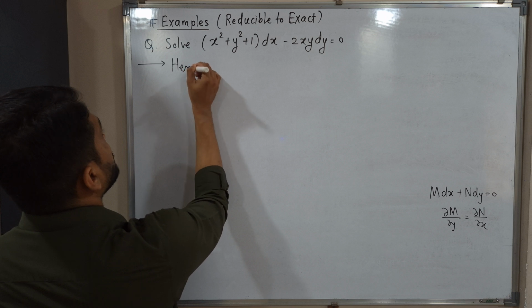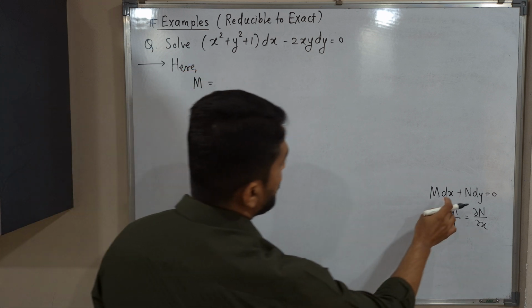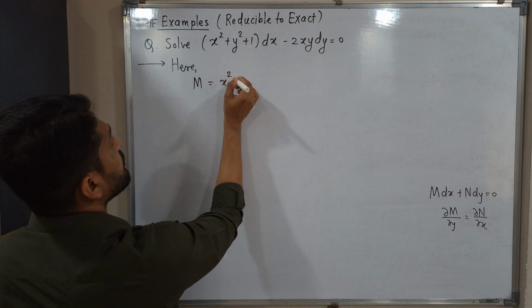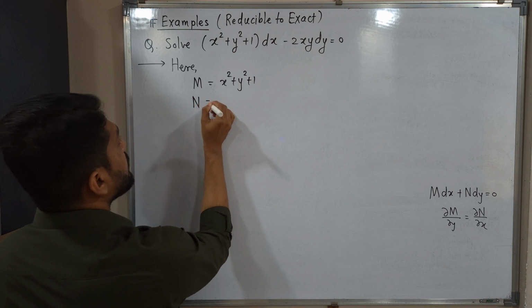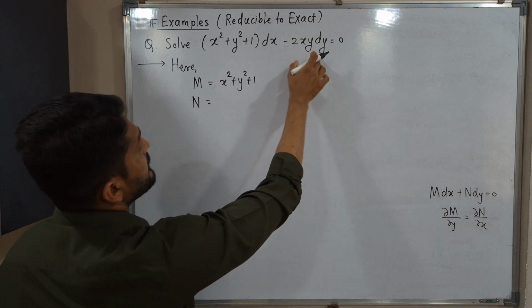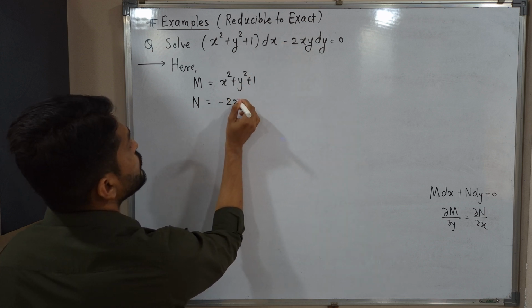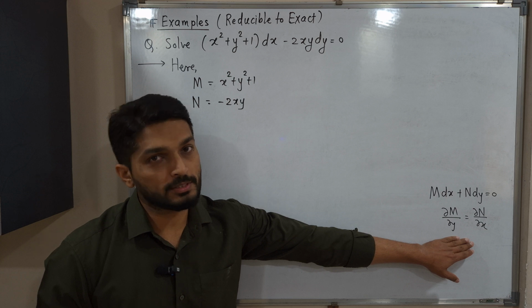So what is M? M means multiple of dx. So here the multiple of dx is this bracket. After that, I will write N, which is multiple of dy. So the multiple of dy is this term. But see the minus sign it has, so I should consider minus 2xy. So now we have to check whether these two partial derivatives are same or not.